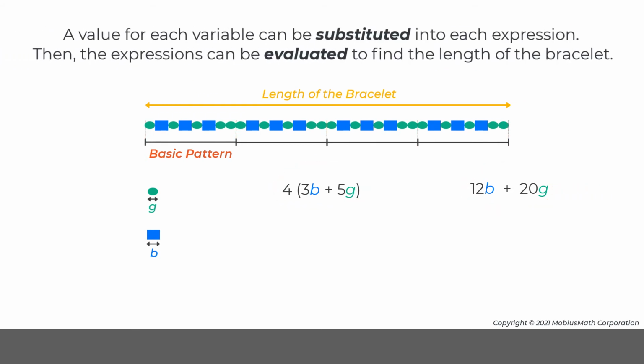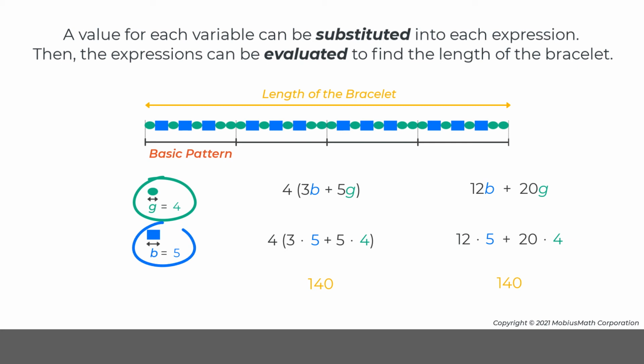A value for each variable can be substituted into each expression. Then, the expressions can be evaluated to find the length of the bracelet. For example, if the length of a green bead is g equals 4 millimeters and the length of a blue bead is b equals 5 millimeters, these values can be substituted into either expression to find the length of the bracelet. So, for g equals 4 millimeters and b equals 5 millimeters, the length of the bracelet is 140 millimeters. Note: this is the length of the bracelet for this set of beads.